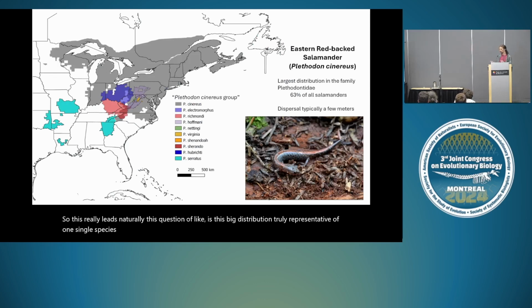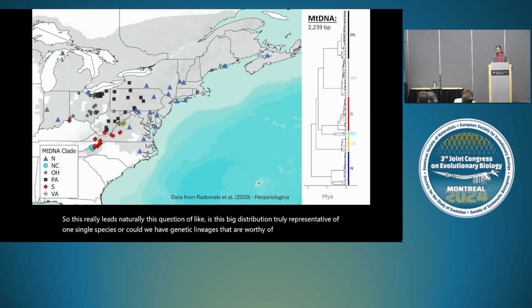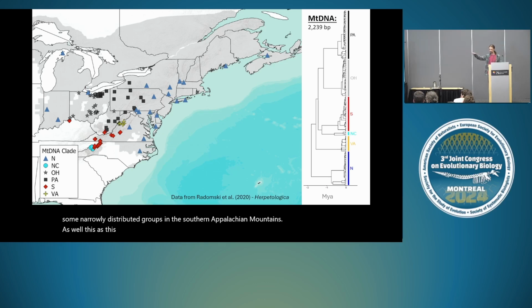Or could we have genetic lineages that are worthy of recognition? So we had some work with mitochondrial DNA that came before me, in which these 6 mitochondrial clades had been recognized throughout the distribution. I don't know if my pointer can see. But you can see these vary quite a bit in range size. You can see some narrowly distributed groups in the southern Appalachian Mountains, as well as this northern clade, these blue triangles, which wrap around the eastern, northern, and western periphery of the distribution. So these were testable hypotheses for candidate species in the range.